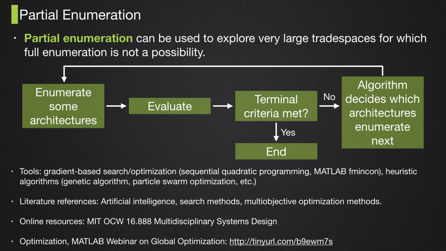Literature references for these methods: artificial intelligence, search methods, multi-objective optimization methods. There are several online resources that you can look at if you're interested in this topic. I mentioned the MIT course, and I think the course code is 16.888, Multidisciplinary System Design Optimization. I think you can find it on OpenCourseWare. There are also very good webinars made by MathWorks, the company that produces MATLAB. You can just go and look, for example, at their webinar on global optimization, which is a very good reference to look at.